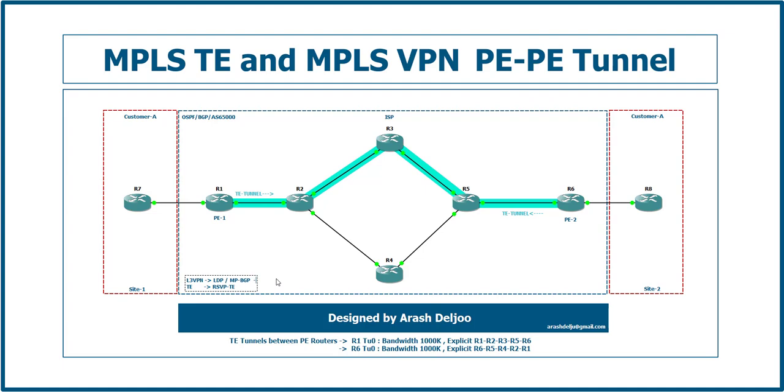But with traffic engineering, when you are using the traffic engineering tunnels, you don't need LDP. You can use only MP-BGP and also RSVP-TE. This is so interesting. Let me show you, okay?